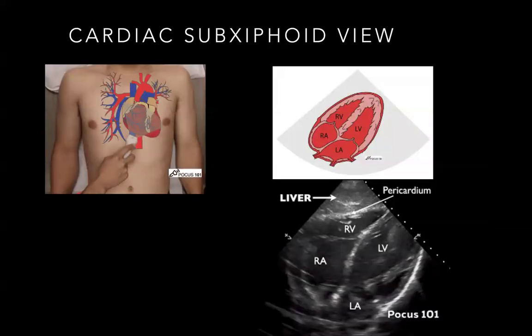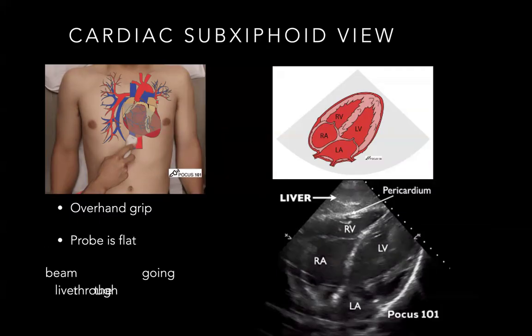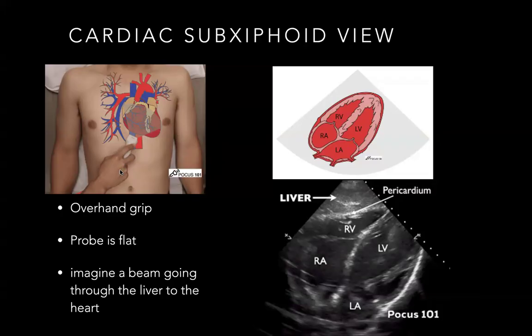Lastly, we'll talk briefly about the cardiac view. This is something that we are very unlikely to do in the primary care setting, but potentially, if you're looking for a pericardial effusion, this could be something to take a look at, and it's quite simple to do to see actually. And so, when using the probe, you are holding the probe overhand. The probe is flat, and imagine a beam going through the liver to the heart. So you're using the liver as a sonographic window to take a look at the heart.